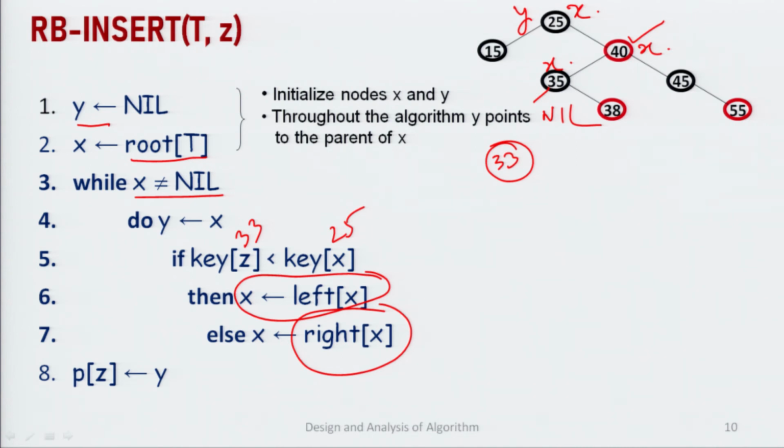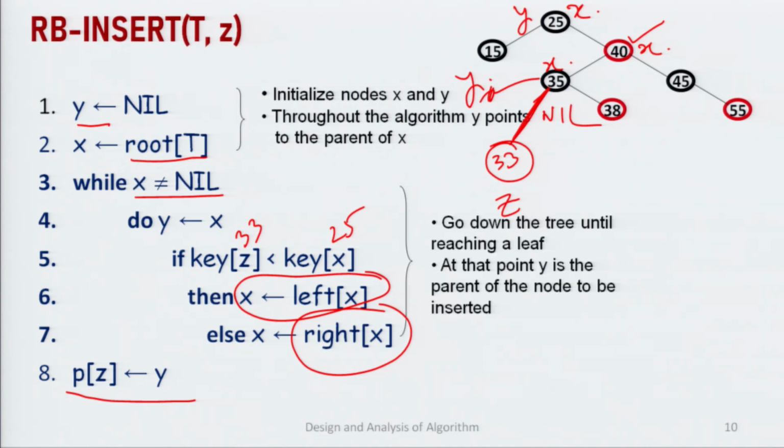Now, what happens? This node is assigned to y over here. Now, parent of z, definitely this 33 will be added as a left child here. So, this is your z, and definitely this is your y. So, what happens? Parent of z will be y. Okay. Now, just see.